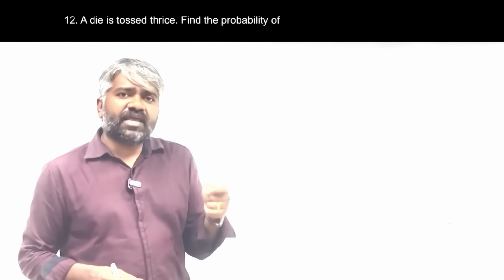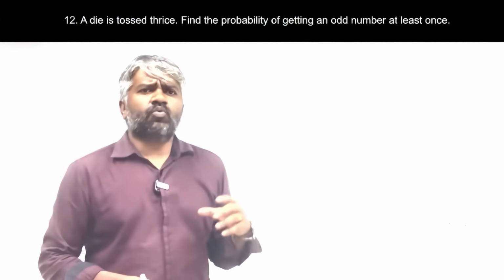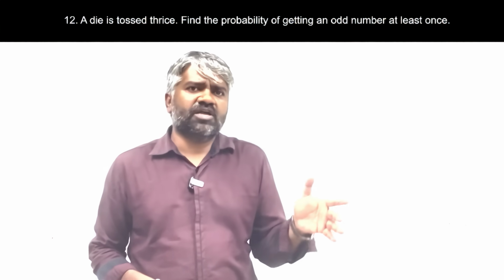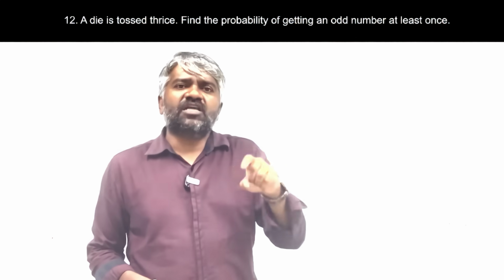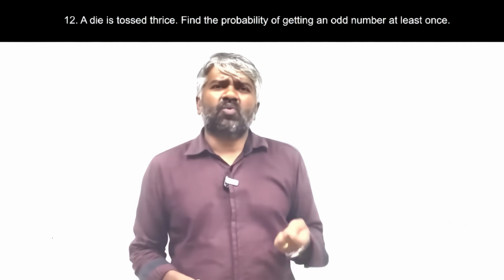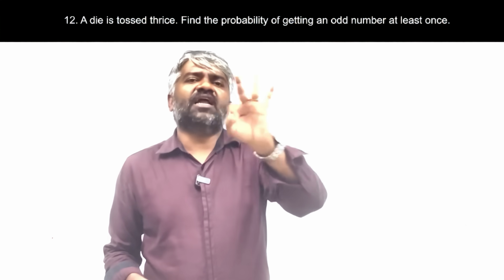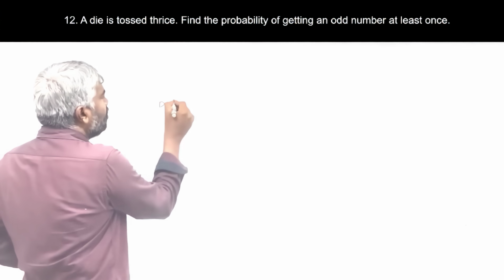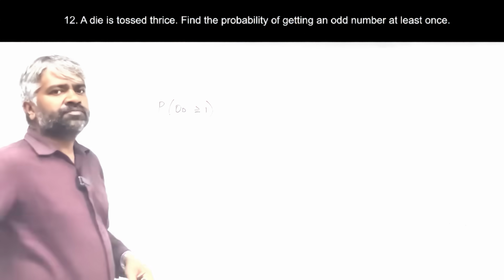A die is rolled thrice. Find the probability of getting an odd number which has to appear at least once. Okay, so what does it say? When you are throwing a die, you may get an odd number or even number, but the condition is out of the 3 throws, at least one time you should get odd number. So what do you mean by at least one time? It could be one time, or it can come twice, or it can come thrice. So we have to find probability of getting an odd number at least once, right?